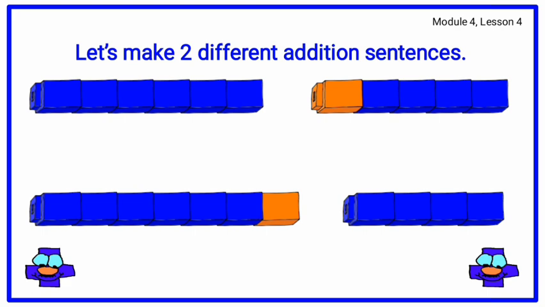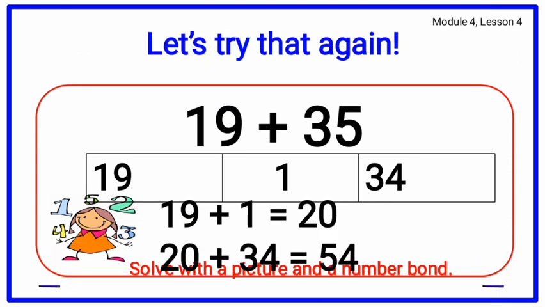Okay, what do we need this knowledge for? All right, I'm going to show you something. I have 19 plus 35. 19 plus 35. Quick thinking, I need to think of how to make it a 10.